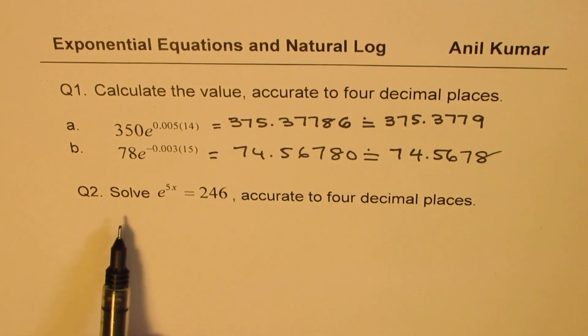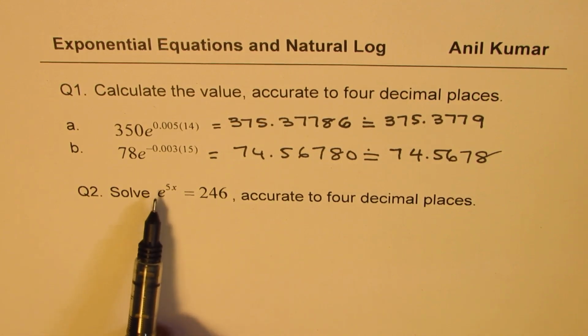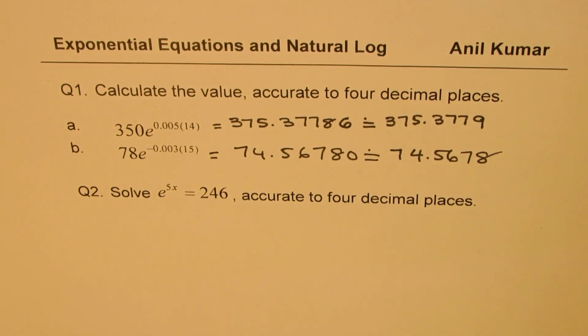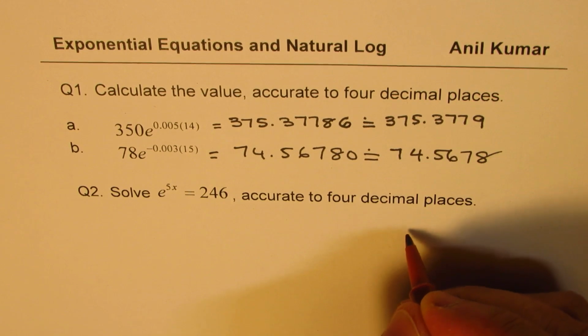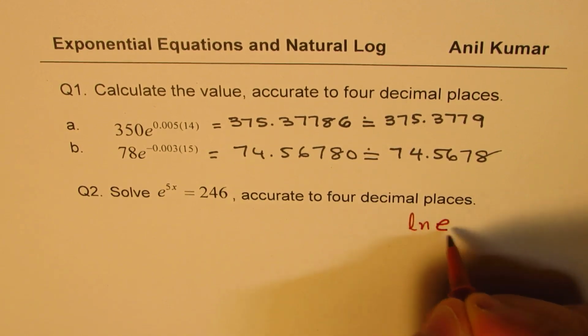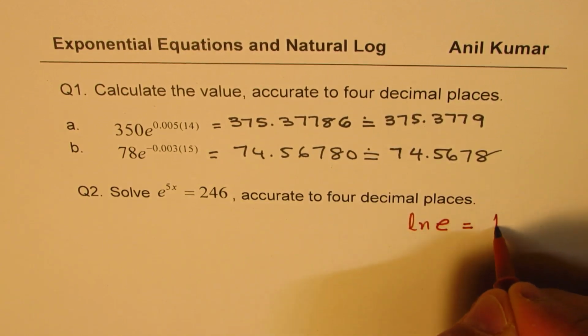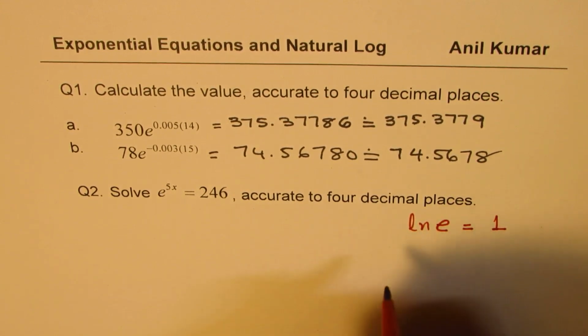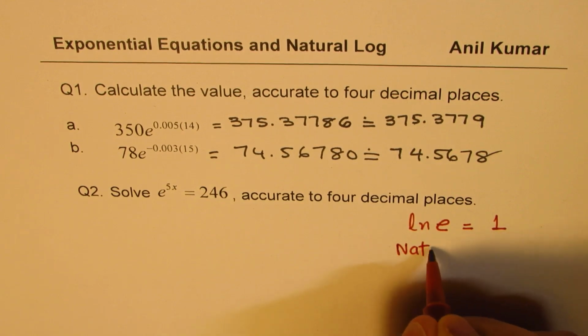Now question number 2. Solve e to the power of 5x equals 256, accurate to 4 decimal places. Now how do we solve equations involving e? In this we use a concept: what is the inverse of e? Exponential functions have logarithm functions as their inverse. So we have ln e equal to 1. The inverse of e is the natural log.